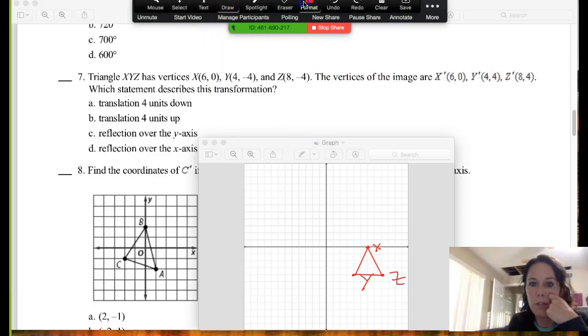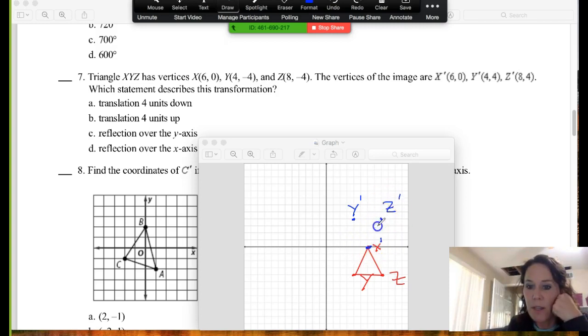Okay, well, let's see what the transformation was. Let's do it in blue. So X prime is that same spot right there. X and X prime are the same. Y is over 4, 1, 2, 3, 4, and up 4, 1, 2, 3, 4. There's Y prime. And then Z is over 8, up 4. There's Z prime. And that was a really big scribble. Let me try that again. Is that 8? 1, 2, 3, 4, 5, 6, 7. Yeah, up 4. So there's Z prime.